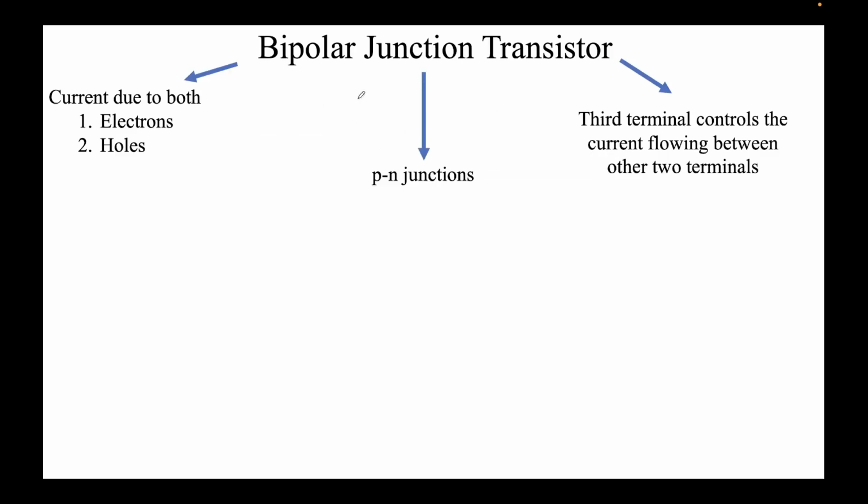A quick overview of the bipolar junction transistor, or the BJTs. It's a transistor, which means a third terminal will control the current flowing between the other two terminals. And junction, because it's made up of PN junctions, just like a diode is a PN junction. Bipolar, because current is flowing both due to the electrons as well as holes.